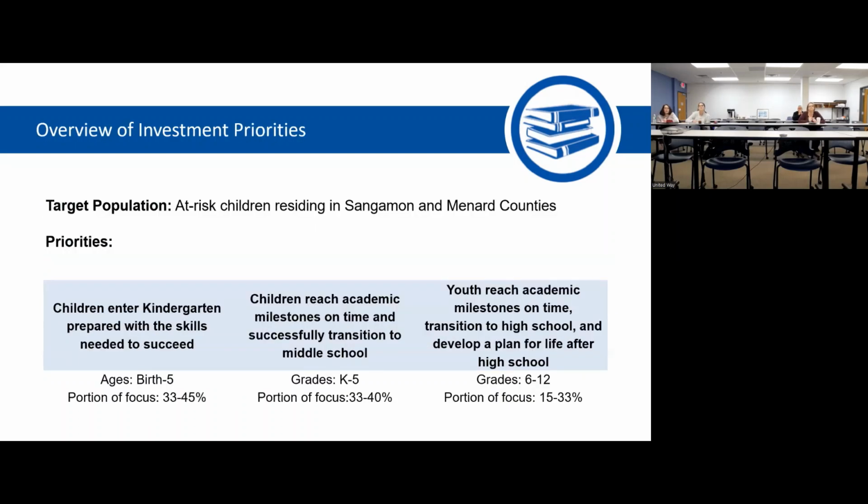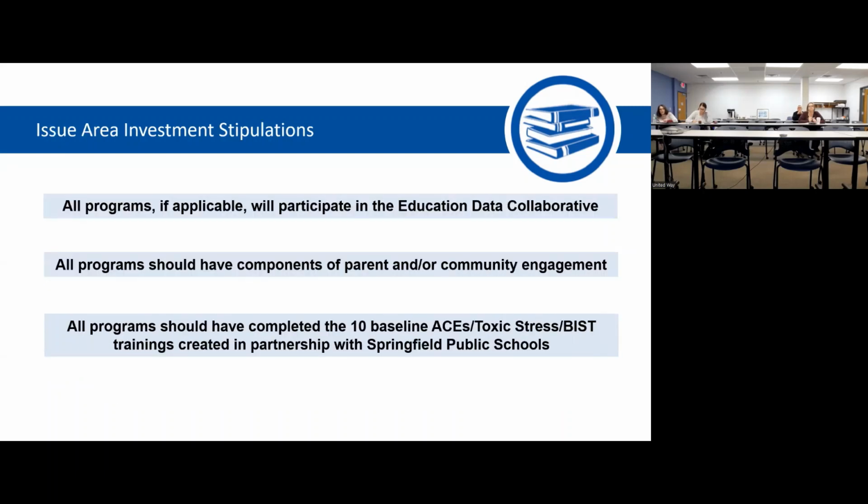And so going a little bit deeper there, let's talk about the stipulations for education. This, if applicable, here at the top, is a big one. Currently the Education Data Collaborative is a partnership with United Way and the District 186 school district. It's been paused for, I think, about 2 years now. We would love to see that back up and running. Basically the stipulation says, if we can get that back up and running, we will expect all of our education programs to join in on that. It's a data sharing program that's going to help you measure the success of your students.